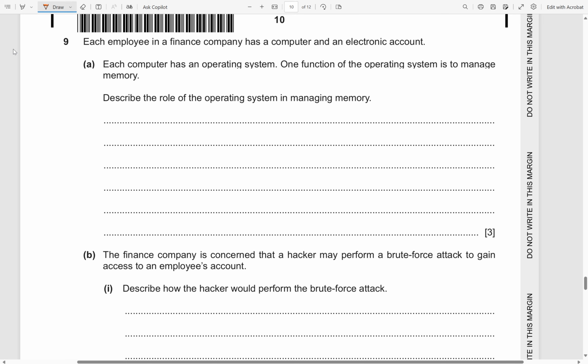So let's try and say some of that. The operating system will allocate, or you could say responsible for. So responsible for allocating memory. I guess we can say pages to processes that request them.